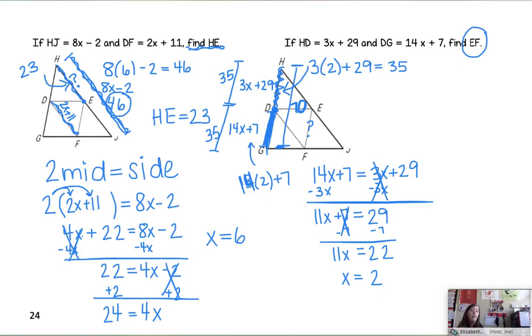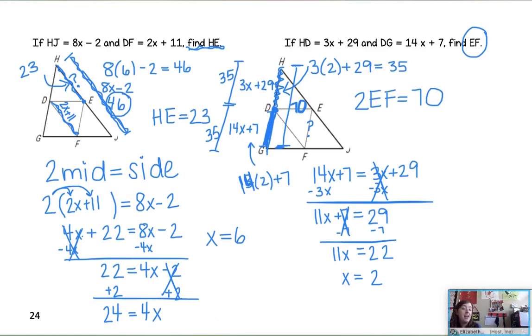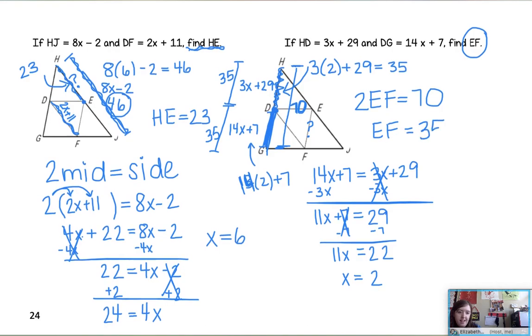Now we know that 2 times the midsegment, or EF, is equal to the length of that third side, which we just found out was 70. So then we'll divide by 2 on both sides and find out that EF is 35.